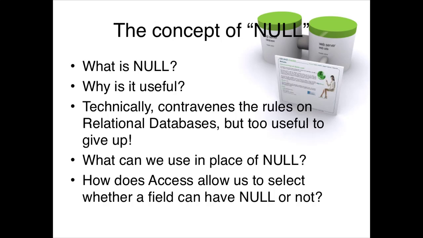Okay, here are some questions to see if you can work it through. What is NULL, the concept of NULL? Why is it useful? It's something that contravenes the rules of relational databases but is too useful to give up. What can we use in place of NULL? And how does Access allow us to select whether a field can have null or not? I'm going to give you a few seconds before I give some of the answers to this.